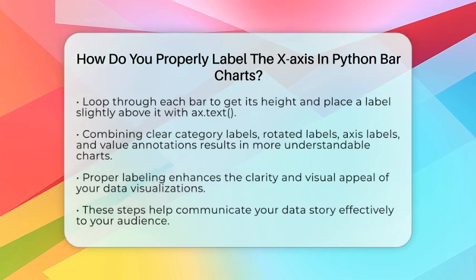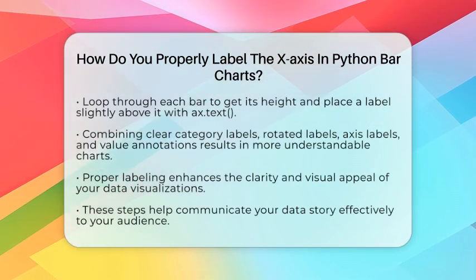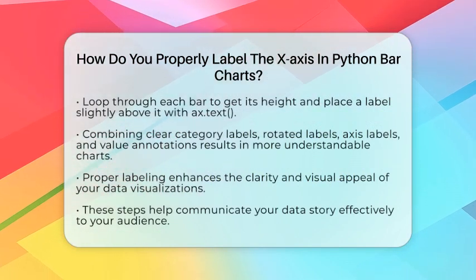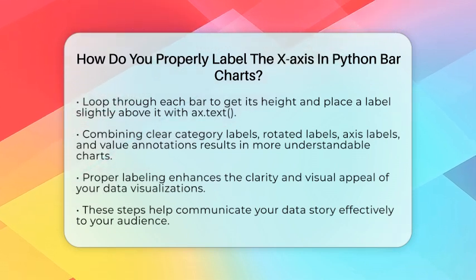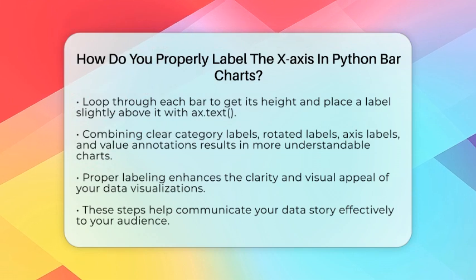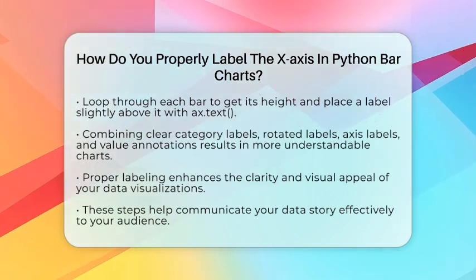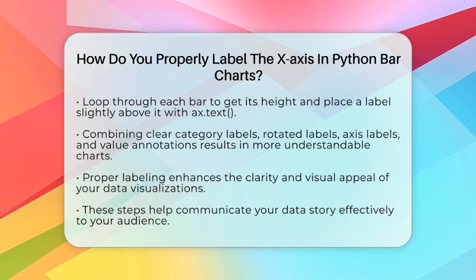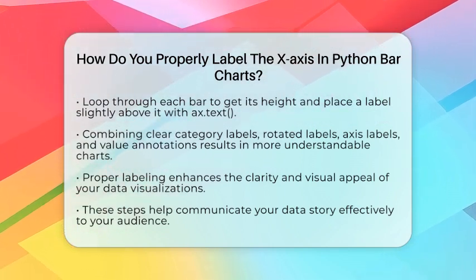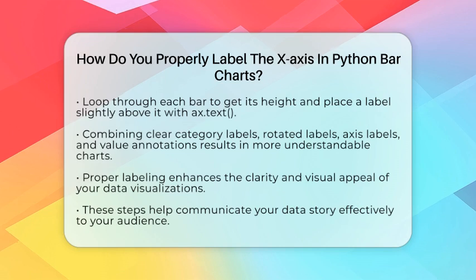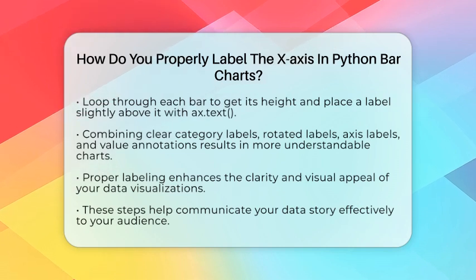Here's a quick example. Import matplotlib.pyplot as plt. Define your categories and values, then create the bar chart. Rotate the x-axis labels if needed, add an axis label with plt.xlabel('Fruit Types'), and loop through the bars to add value labels on top. When you run this, you'll see a clear, well-labeled chart that communicates your data effectively.